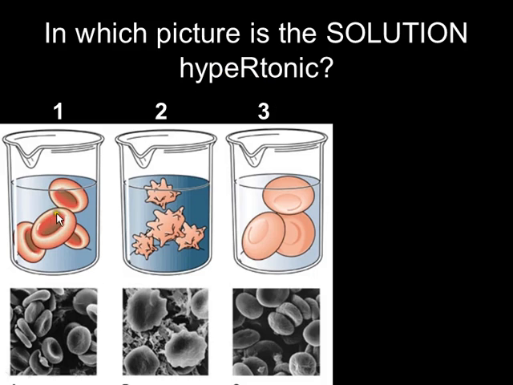Which of these pictures would show a hypertonic solution? So this is a red blood cell, right? If this red blood cell looks normal, what kind of solution is it in? Iso. If it looks like a raisin, what's it in? Hyper. If it looks like a gigantic swollen, about to burst red blood cell, it's hypotonic.